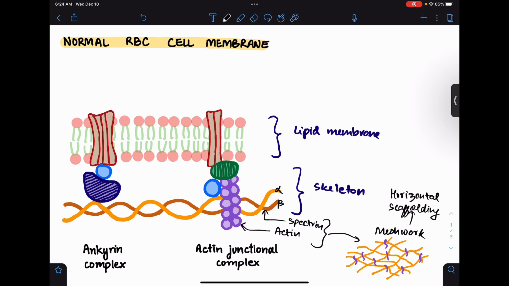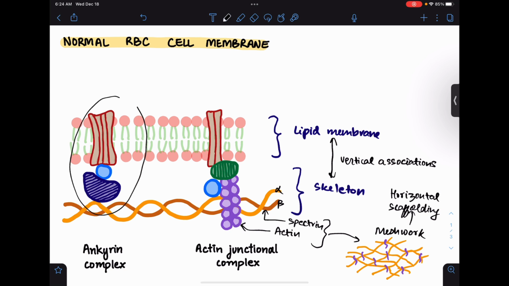And this forms a horizontal scaffolding. This meshwork is attached to the lipid membrane with vertical associations. And these are the vertical associations. First is the ankyrin complex.